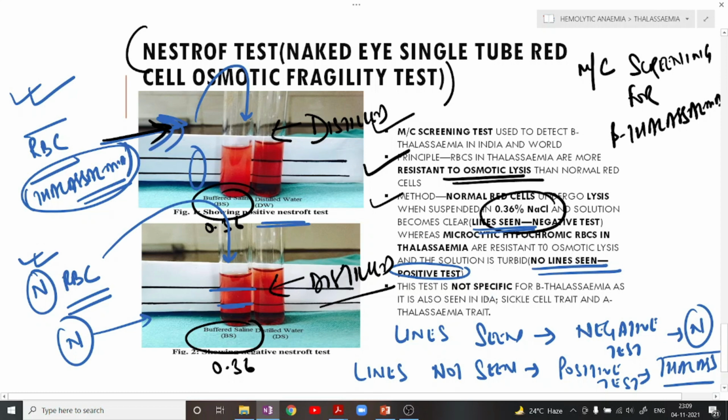Now remember, any condition which can resist osmotic lysis will give this test as positive. So therefore, this Nesterov test is not positive only for beta thalassemia, and it is also positive in iron deficiency anemia, sickle cell trait, and alpha thalassemia trait. But this is not normal. A positive Nesterov test is not normal, and we will have to carry out further investigations.